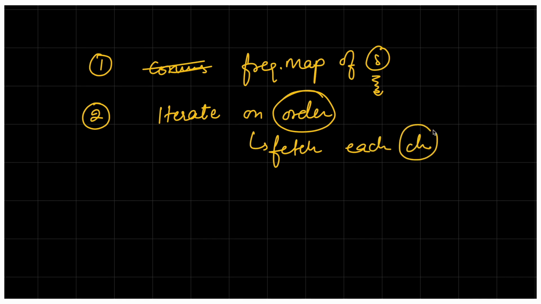Check whether this character is present in string s, because if this character is present in string s, then only will we append it, otherwise we will not. So if this character is present in the original string's frequency map, then I will fetch the number of characters in the frequency map, append those characters, and do the same for all the characters present in this order string.